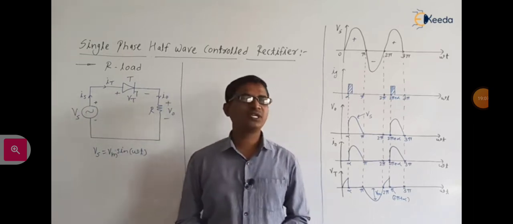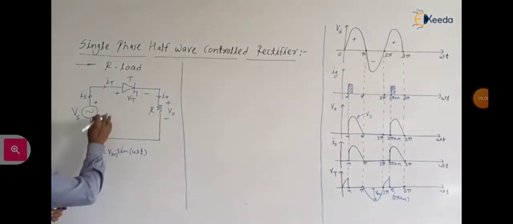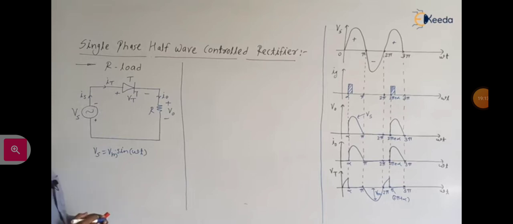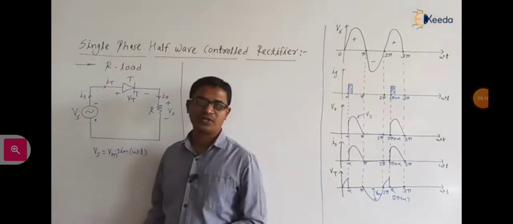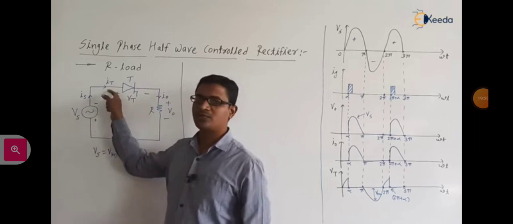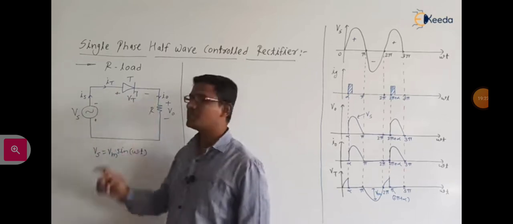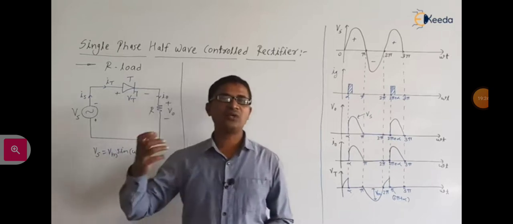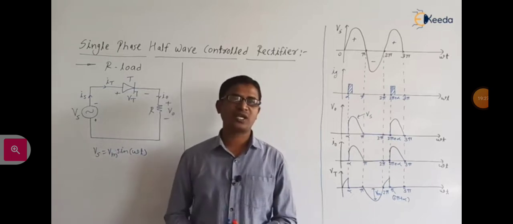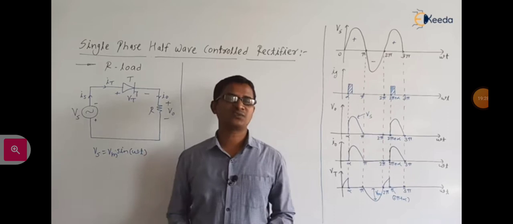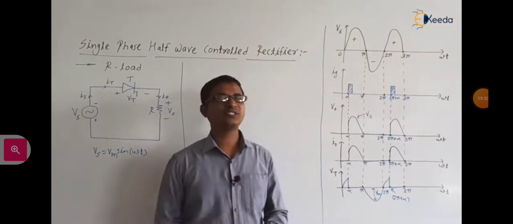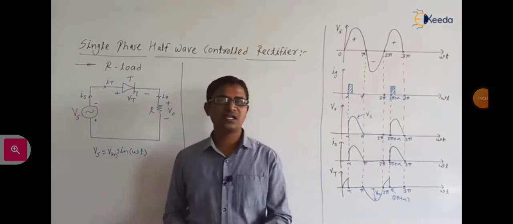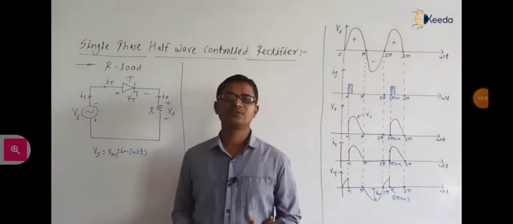Similarly, when Vs is negative, here it is a minus and here it is a plus. So this is the lowest potential point and this is the highest potential point. The lowest potential appears at the anode of the thyristor and the highest potential at the cathode. So the anode is at lowest potential, therefore the thyristor is in the reverse bias mode. So when Vs is positive, thyristor T is in the forward bias mode, and when Vs is negative, thyristor T will be in the reverse bias mode.